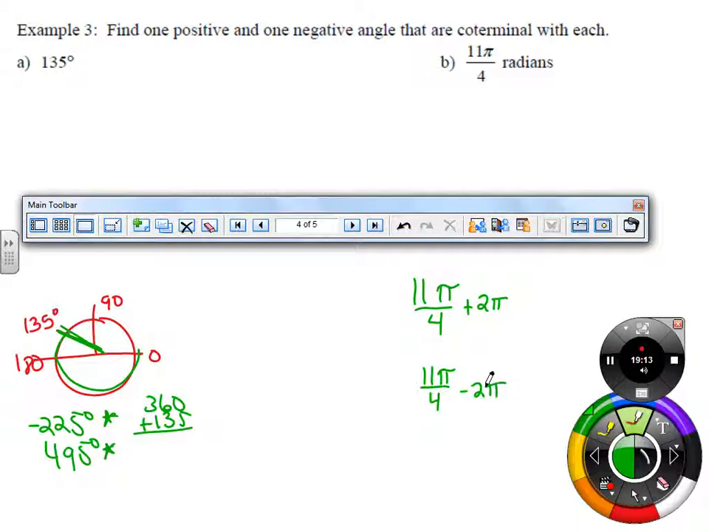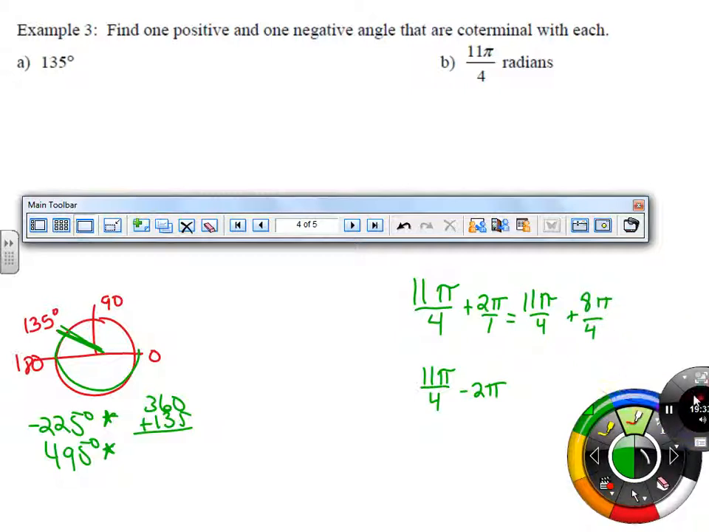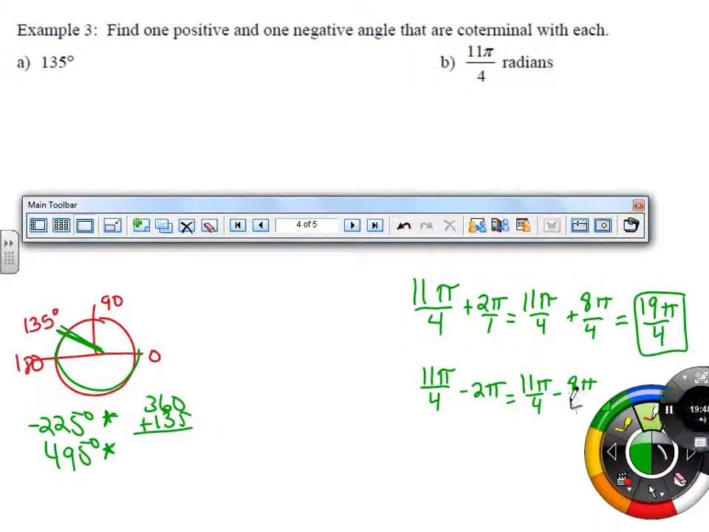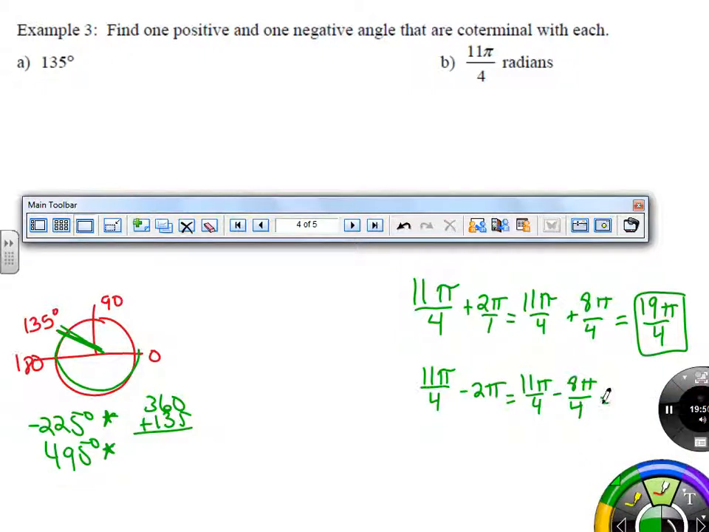Now, this is in quarters or fourths or whatever you want to call it, so I need to make some common denominator. So 8 pi over 4 would be the best to use. So this is going to give me 19 pi over 4. So there's a positive answer. Now when I subtract 2 pi, or I take 11 pi over 4, and I subtract 8 pi over 4, I'm going to get 3 pi over 4.